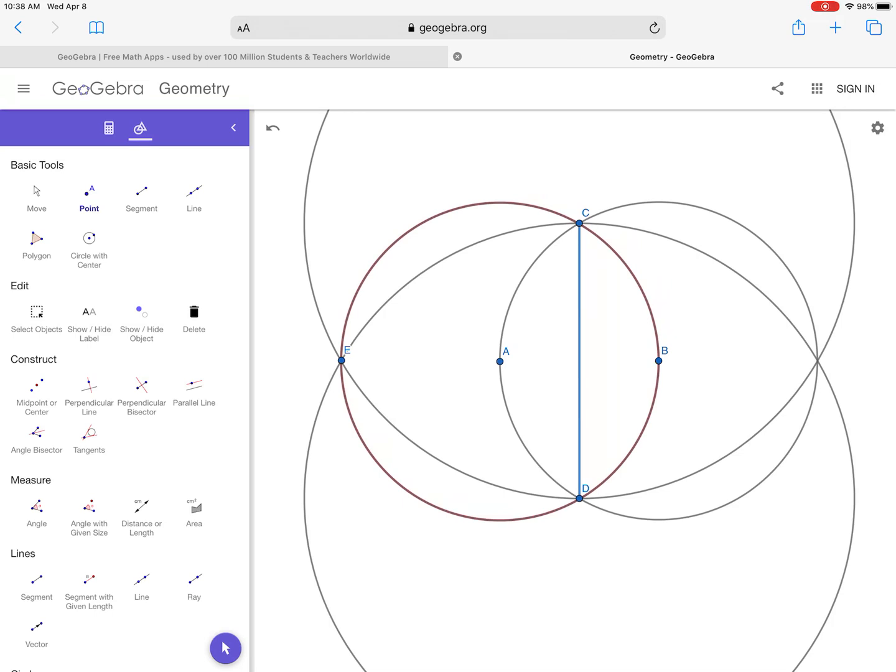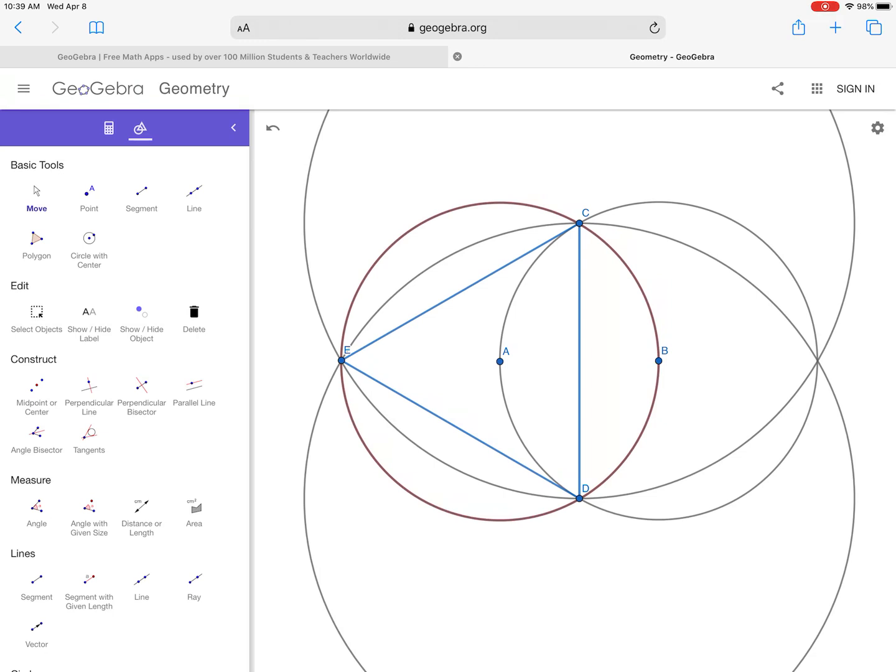And if we look at E, we can connect E to C and connect E to D with a segment, E to C, E to D. And then I'm going to go back over here to move, and that EC, I'm going to make a little thicker and put a color blue to it. And I'm going to connect E to D, make it a little thicker, and put a blue color to it. And you can see the equilateral triangle, ECD, inscribed in the red circle.